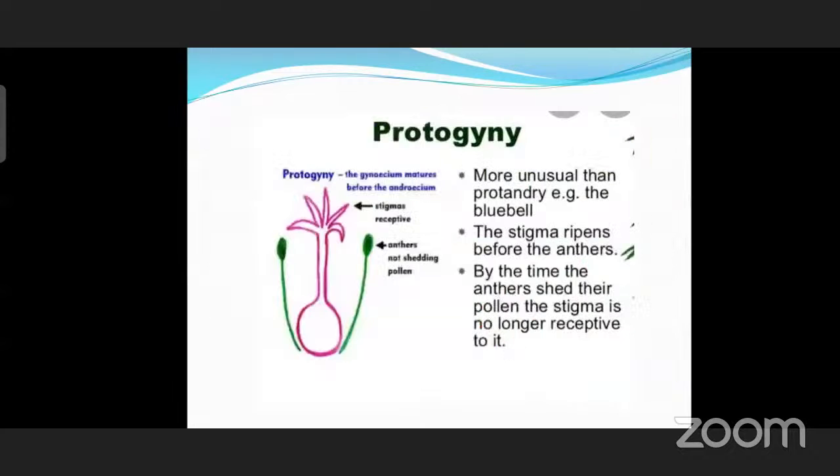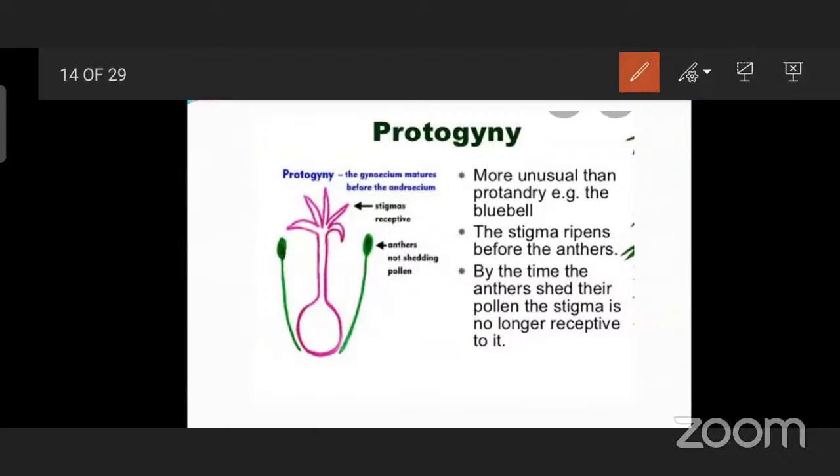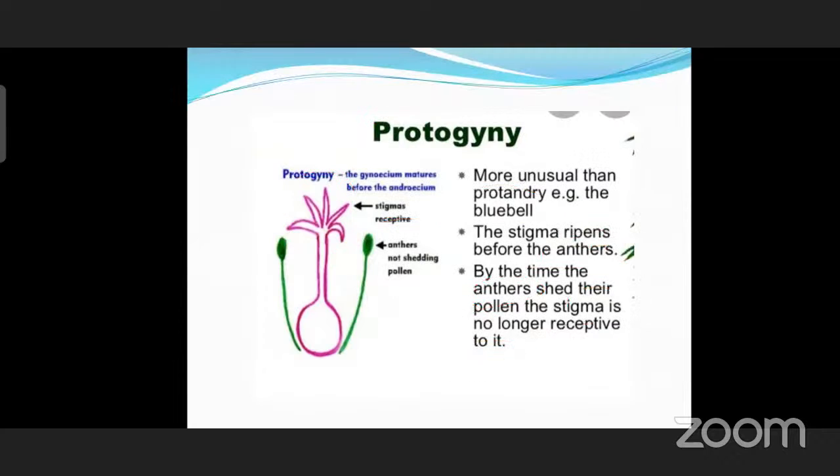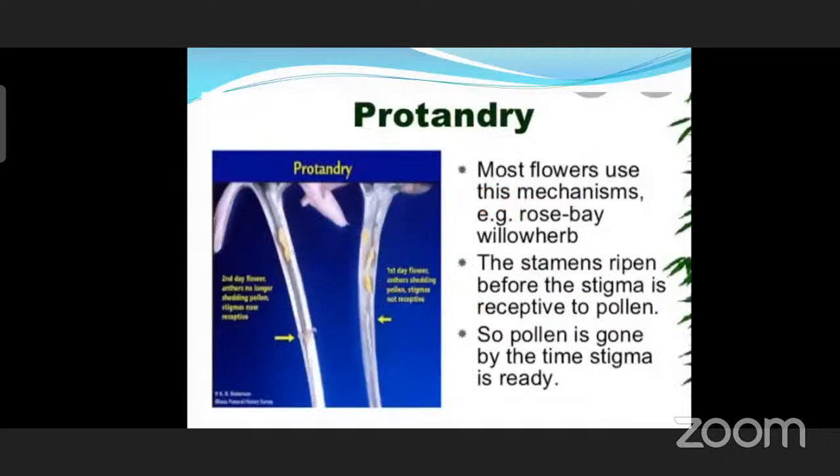We'll go to the next slide. See, protogyny. See here, the stigma is receptive, but the anthers are not shedding pollen. This condition is protogyny. Example, bluebell. The stigma ripens before the anthers. By the time the anthers release their pollen, the stigma is no longer receptive. This condition is known as protogyny.